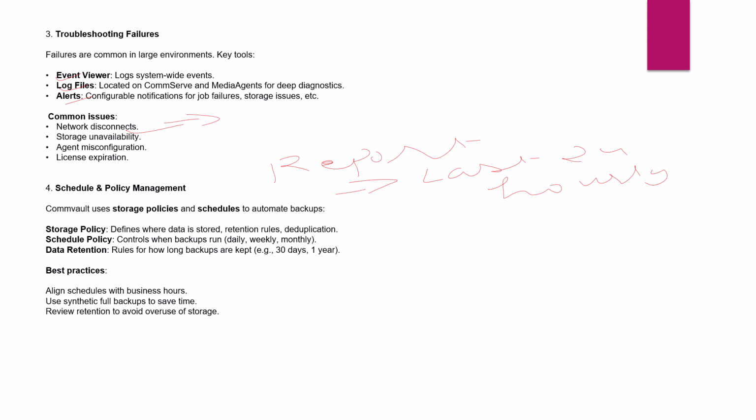So what is the scenario? Let's take an example: client A is not able to communicate with media agent M1. It is not able to communicate with the media agent, so you face a network connectivity issue, and the backups are not happening.